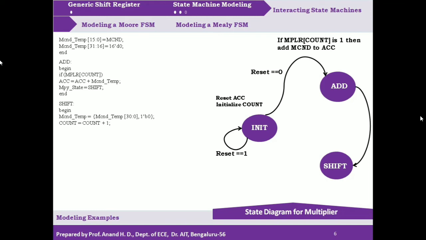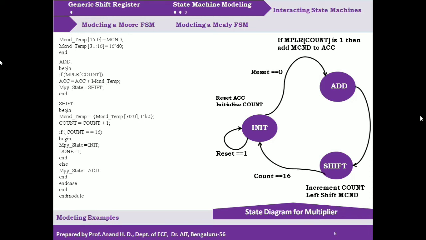And then we are going to increment the count by 1. Then the next thing is, if the count is equal to 16, then there will be a state transition from shift to initiate, back to the first stage. Okay, and the done signal will be equal to 1, which indicates that multiplication has completed. If it is not equal to 16, then there will be a state transition to add state, and the process repeats between the add state and shift state unless the count is equal to 16. Once the count is equal to 16, that will be the end of the module. Okay.